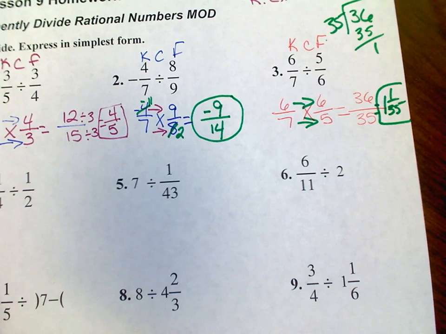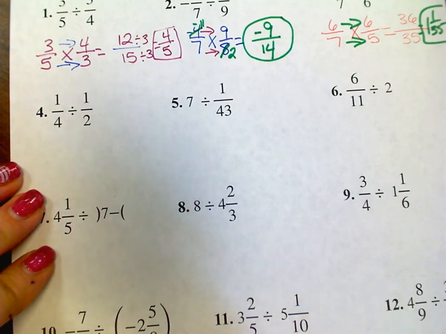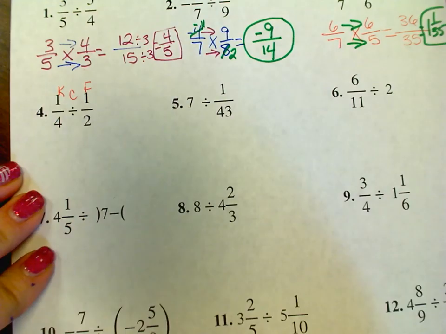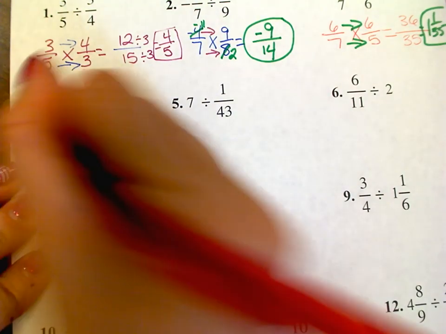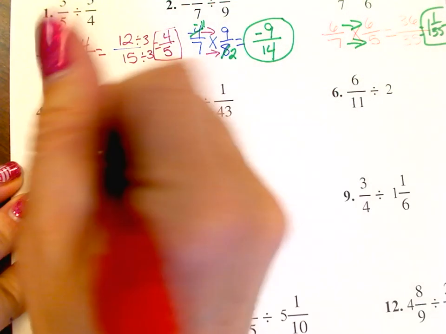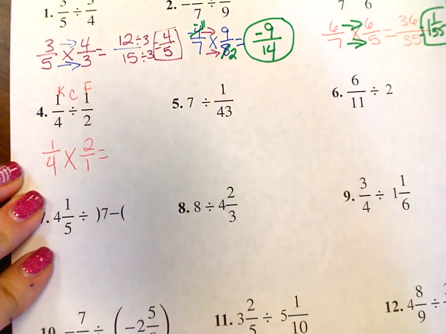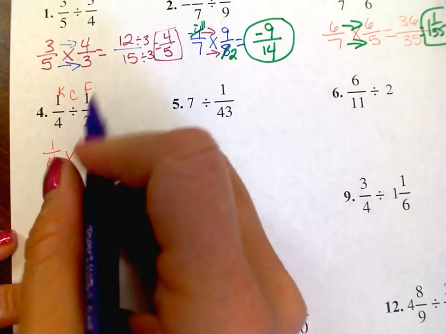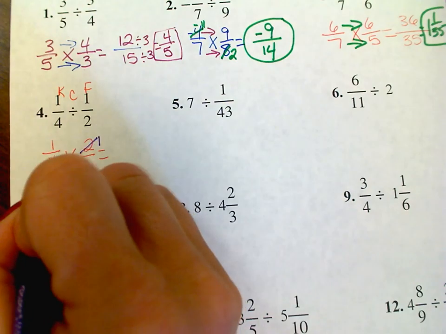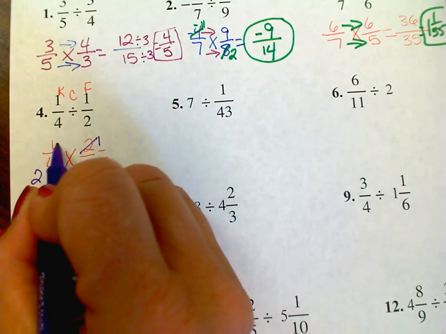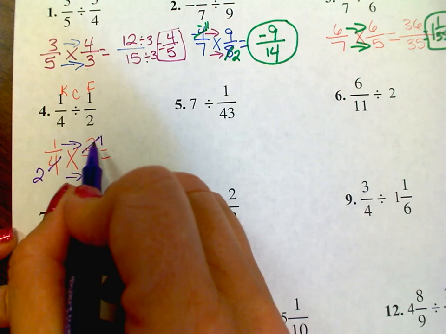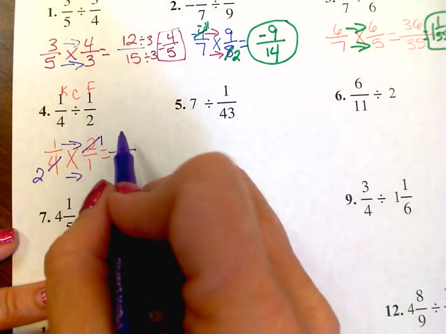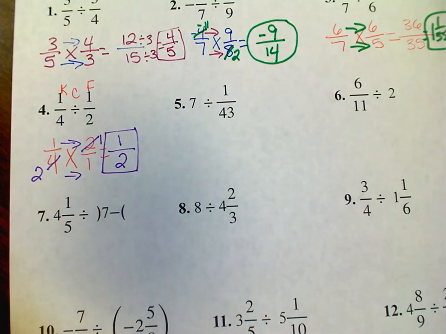Let's look at 4. I want you to write keep, change, flip. 1/4 times 2/1. Can anything reduce? 2 and 4, 2 can go into 2 one time, 2 can go into 4 two times. Multiply across. 1 times 1 is 1. 2 times 1 is 2. That is your answer.